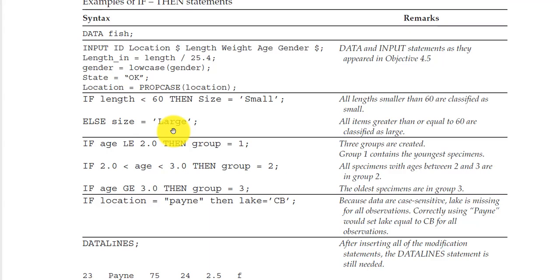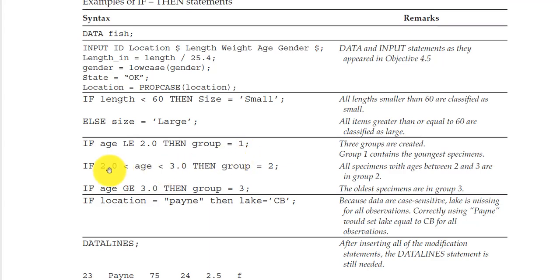So brief explanations are over here on the side. These aren't part of the SAS syntax. It's just telling you that's what these things are doing. In a second example, we could work with the variable age. So if age is less than or equal to 2, we're going to assign it to group 1.